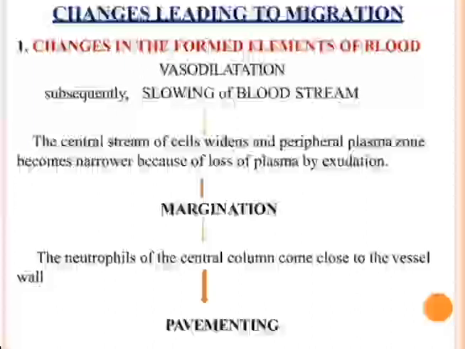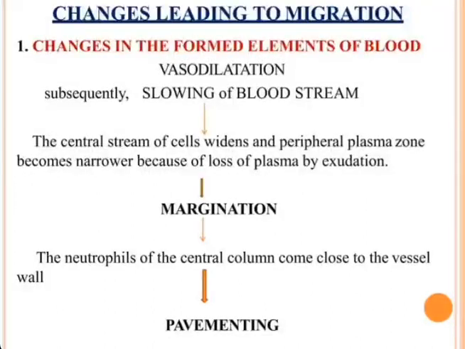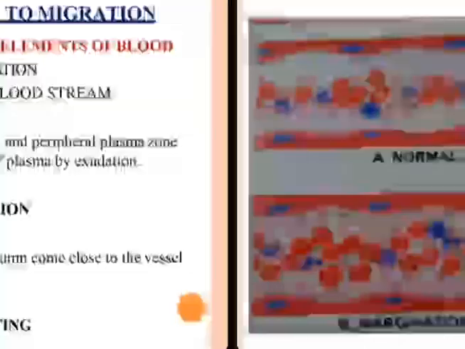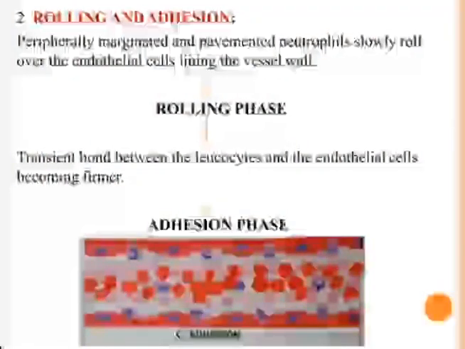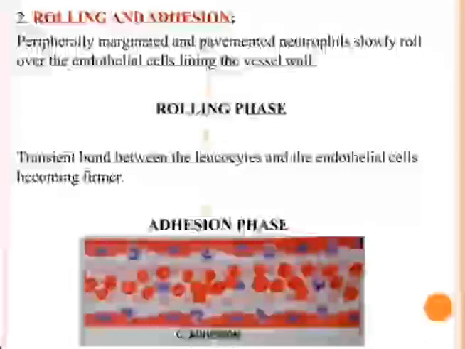The neutrophils of the central column come close to the vessel wall. They also cause the pavementing. Rolling and adhesion: the peripherally marginated and pavemented neutrophils slowly roll over the endothelial cell lining the vessel wall. So this is called the rolling phase. And the transient bond between the leukocytes and the endothelial cells becomes firmer.